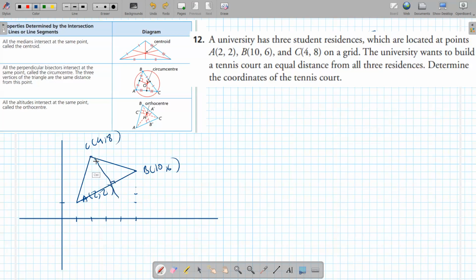It doesn't go through the vertex on the other end. We're trying to find the point of intersection between 3 different lines, okay? This, this, and this, something like that. It's going to be the perpendicular bisector.